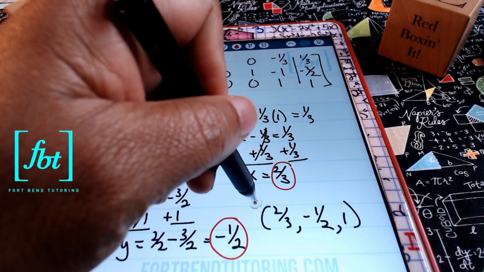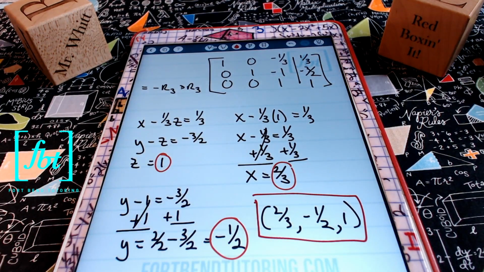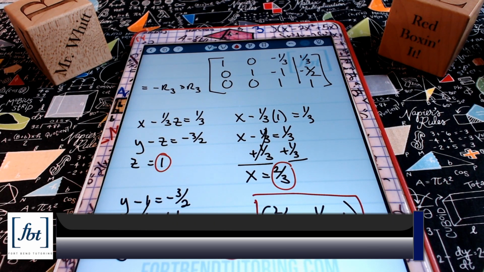Red box it. Just like that, people. There you go. That is the answer to problem number 6.